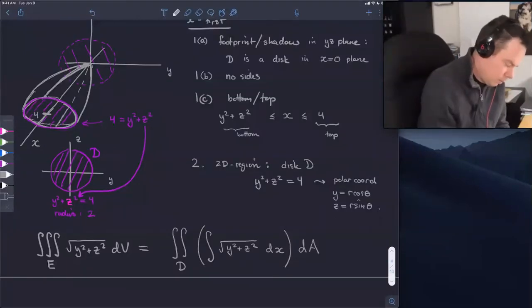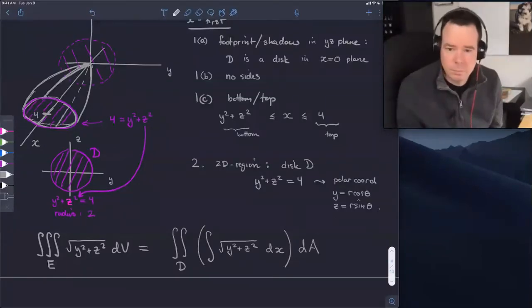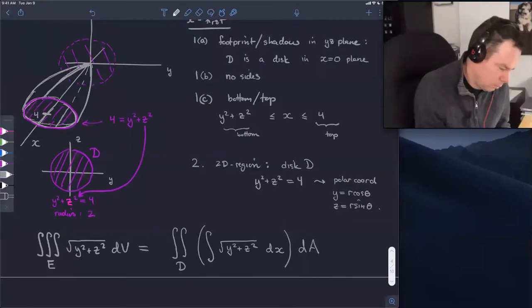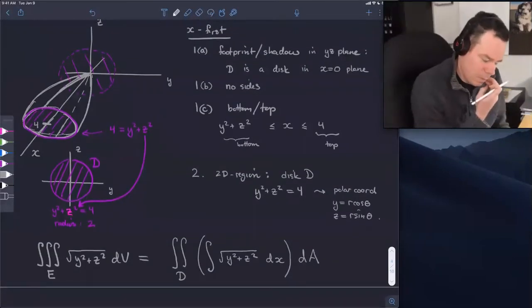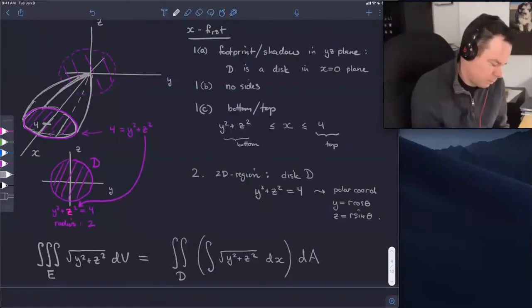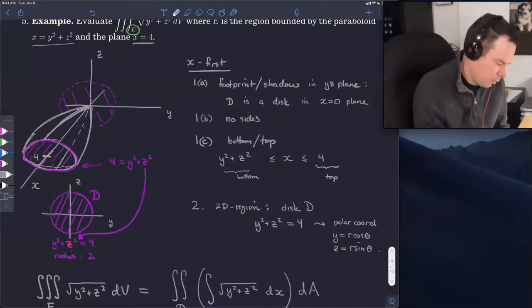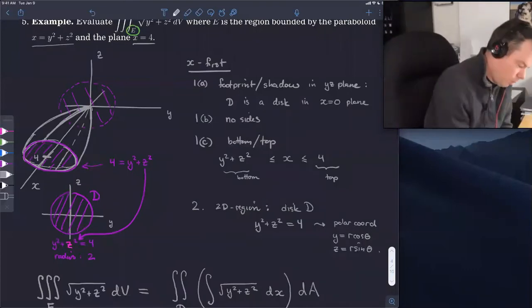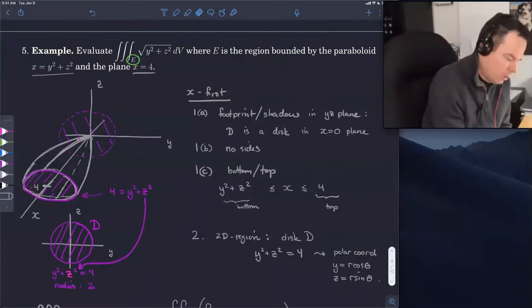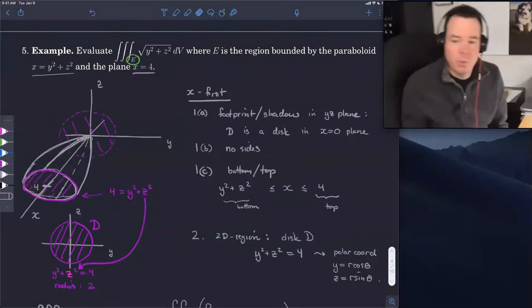I have a quick question. Yeah, go for it. About part A. So when it says footprint shadows in the YZ plane, what happens if your function has all X, Y, and Z? Like then how do we choose which plane to look at? So, which function? Because we've got a bunch of them here. Do you mean the integrand? Yeah. So that didn't actually matter.